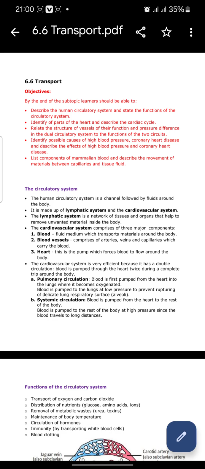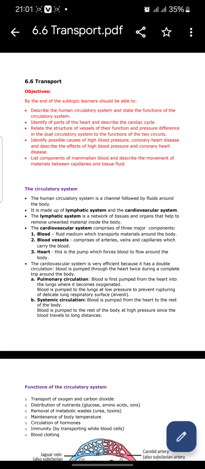Right, today we are going to look at a transport system in mammals. As you know, the body requires a lot of substances, for example oxygen and glucose, and they need to be distributed to all parts of the body, right? And waste products should be transported to various excretory organs.